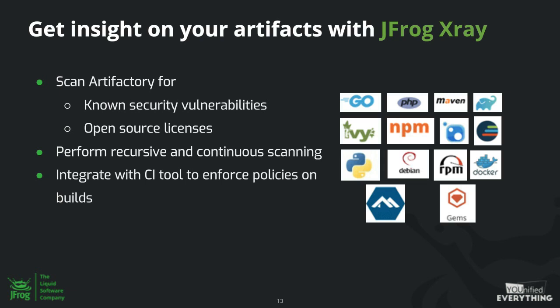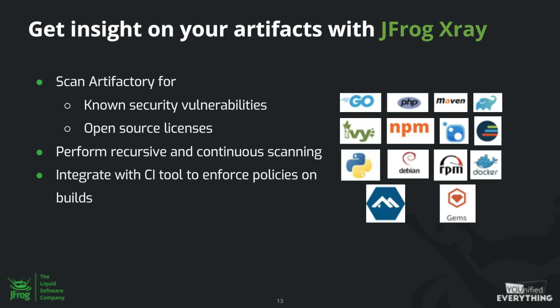Okay, so Xray will perform, I would say, a recursive and continuous scanning. Recursive basically means that if you'd like to scan a Docker image, it will open each Docker layer and look for any subcomponent that it will be able to find: RPM packages, Alpine packages, Debian packages, Java components, NPM. So you can see the whole list on the right, which components can be detected by Xray in a recursive way.